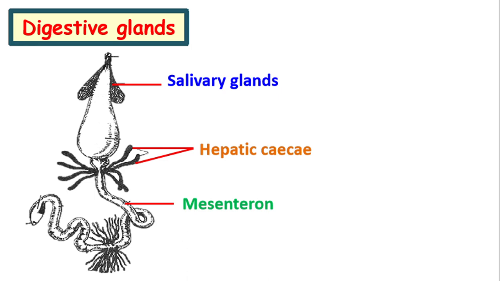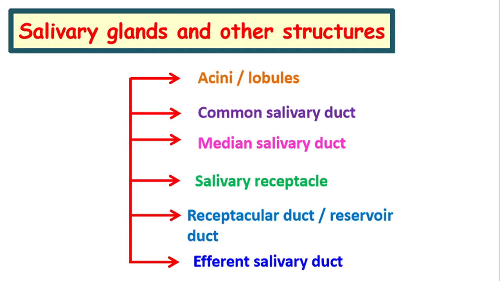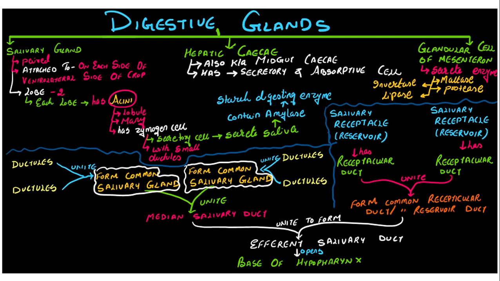So that's all we have about the digestive system. Now let's learn about the digestive glands. Here we are going to deal with 3 glands: the salivary glands, the hepatic caeca, and the glandular cells of the mesenteron. Here we are going to talk about all these structures. You can just copy paste this. I'll tell you everything in this particular slide.